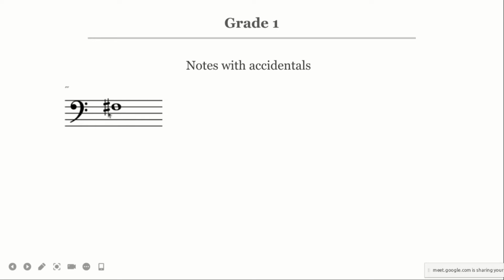So this is F sharp. F sharp because of this sign sharp. You remember the sign sharp looks like a hash. So the name of this note is F because it's on the line F, and sharp because it has the sign sharp before it. So this is F sharp. This is how you write F sharp.